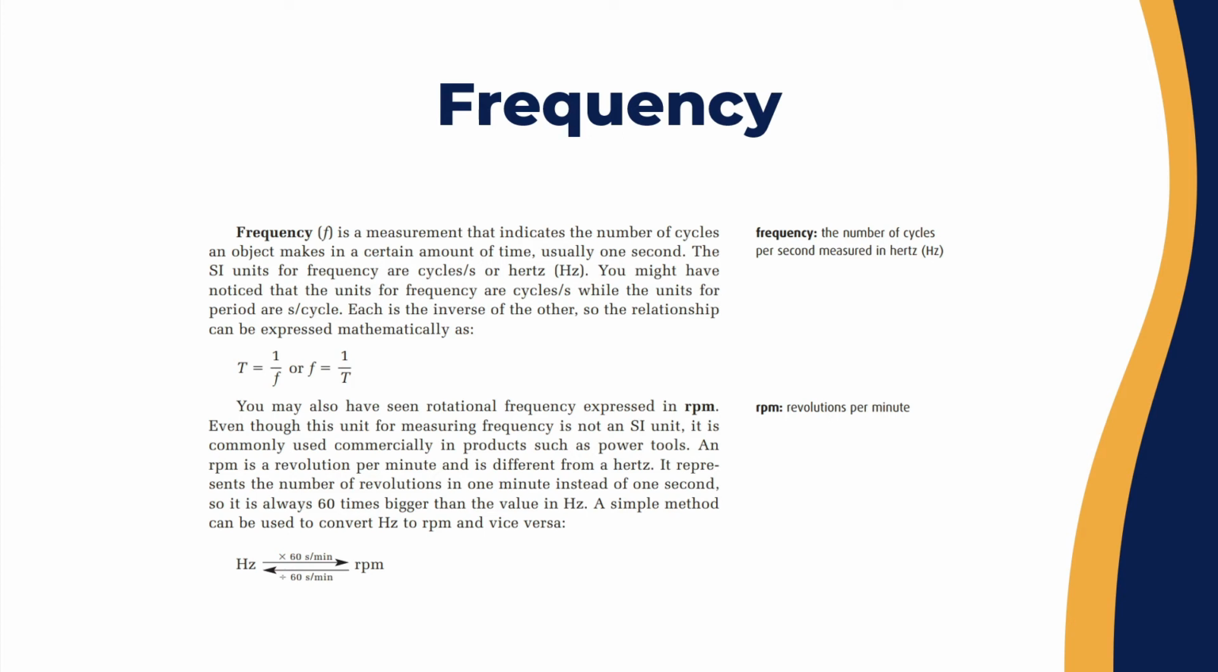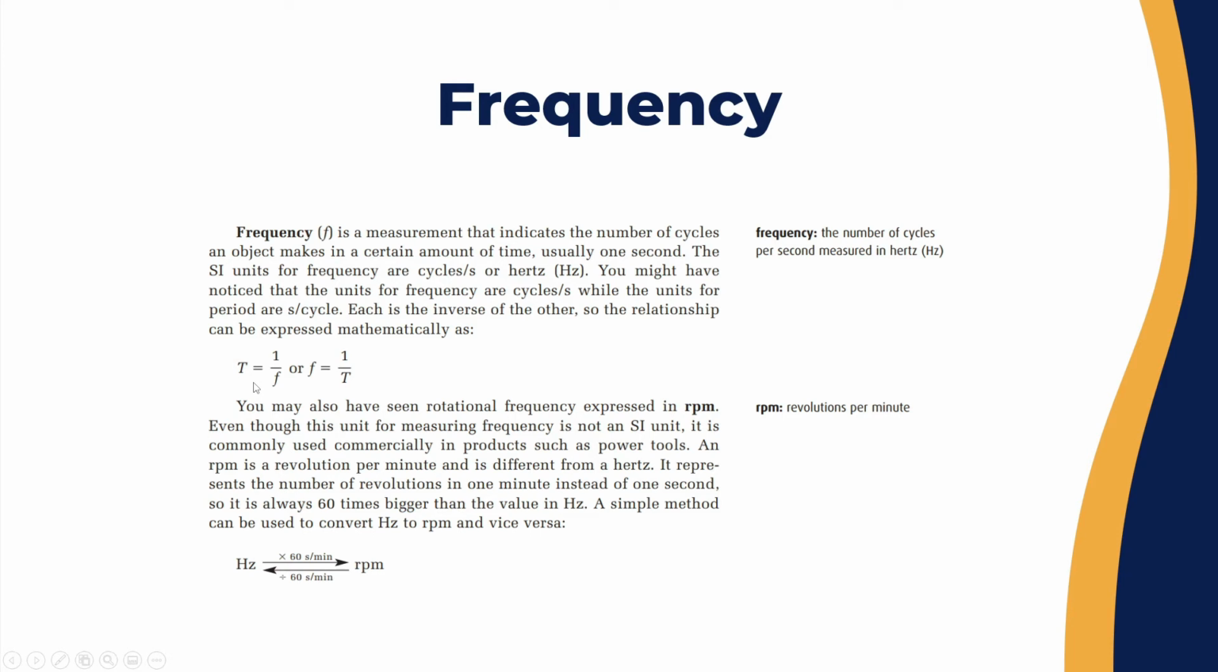Now, defining frequency. Frequency is a measurement indicating the number of cycles the object makes in a certain amount of time, usually per 1 second. The SI units for frequency are cycles per second, or more known as Hertz. You might have noticed that the units of frequency are cycles per second and the units for period are seconds per cycle, so they are vice versa relative to each other. So you can represent that in terms of a relation. The period T equals 1 over frequency, and frequency equals 1 over T.